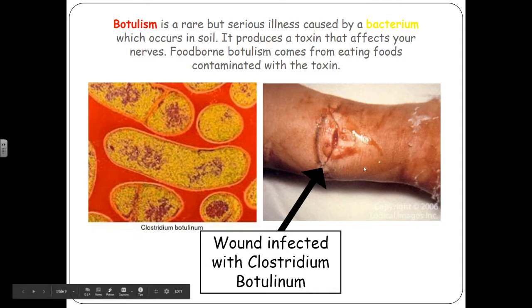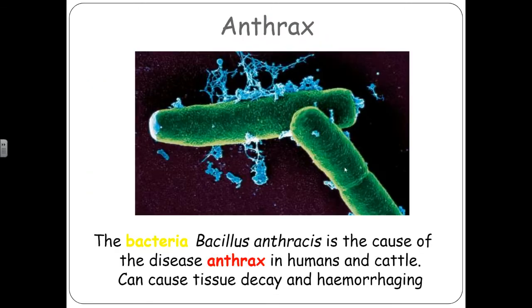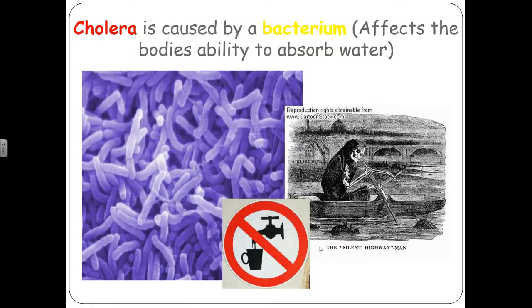So if you cut yourself and you get Clostridium botulinum in the wound, then you will get botulism. Nasty. Anthrax, Bacillus anthracis, is the bacteria that causes the disease anthrax in humans and cattle. Anthrax is very nasty. It causes tissue decay and lots of bleeding or hemorrhaging.